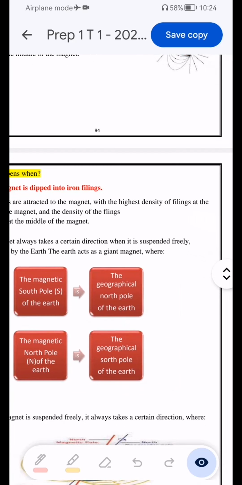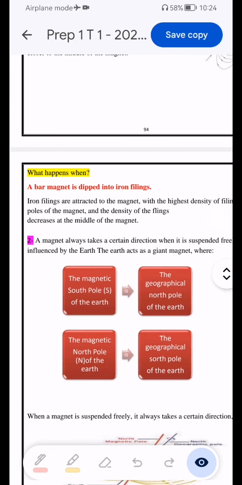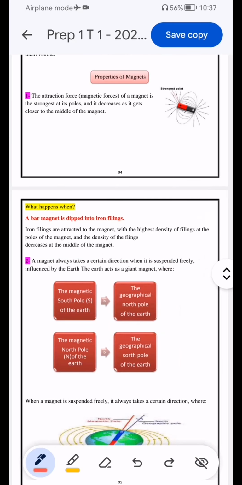At poles. Highest density of filling at the poles of the magnet. And the density of filling will decrease at the middle of the magnet, okay? So the iron filling will collect at the poles of the magnet. Look at this, collected at the poles, but in the middle there is no iron filling, or the density will decrease. Okay, density means amount.